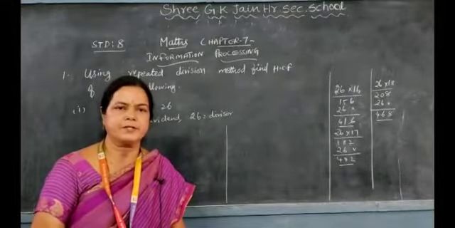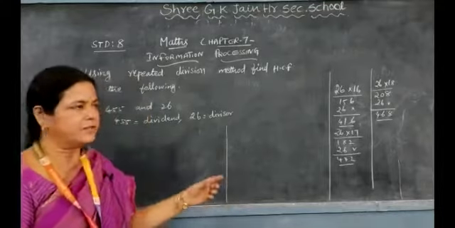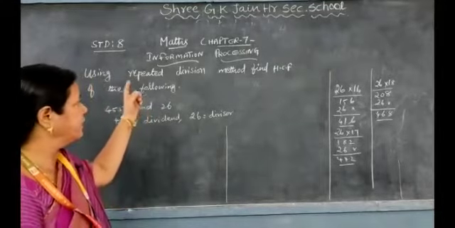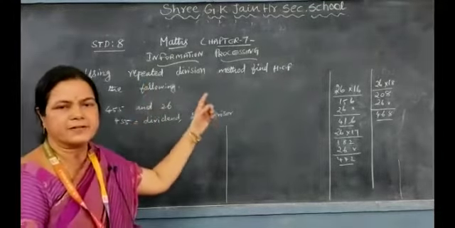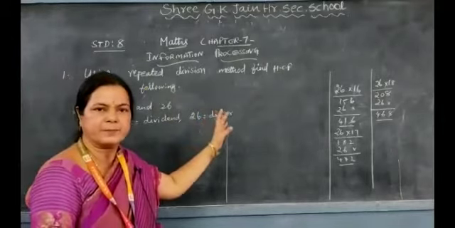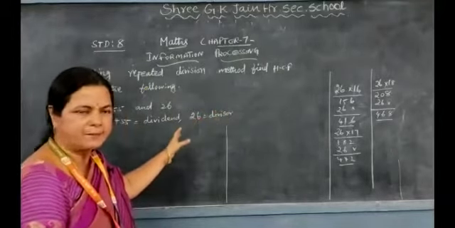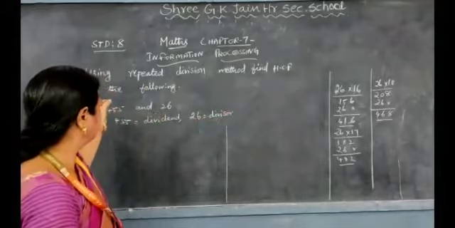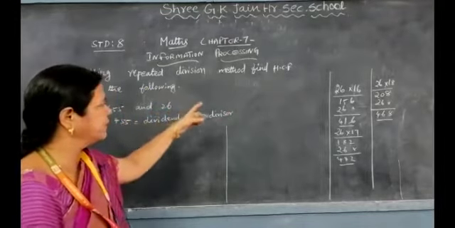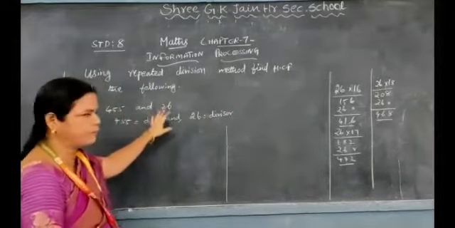Today we are going to see about 8th standard Maths, chapter 7, Information Processing. Such a nice chapter this one, interesting chapter also. Shall we see the sum? Yes. First one, using repeated division method, find HCF of the following.